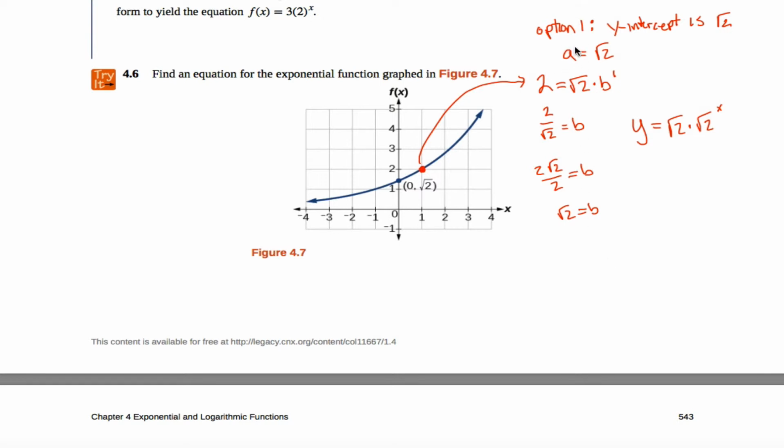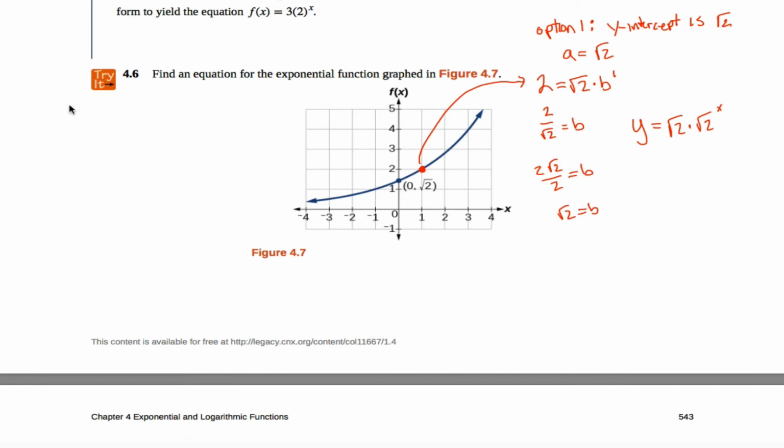Another way you could do it, very similar to this, is look at the y-intercept, figure out that a is root 2, and then think about, okay, when I take one step to the right, I multiply root 2 by something to get to 2. So root 2 times what equals 2? Well, root 2 times root 2 equals 2. Okay, so b is root 2. That's another way you could have gotten there.